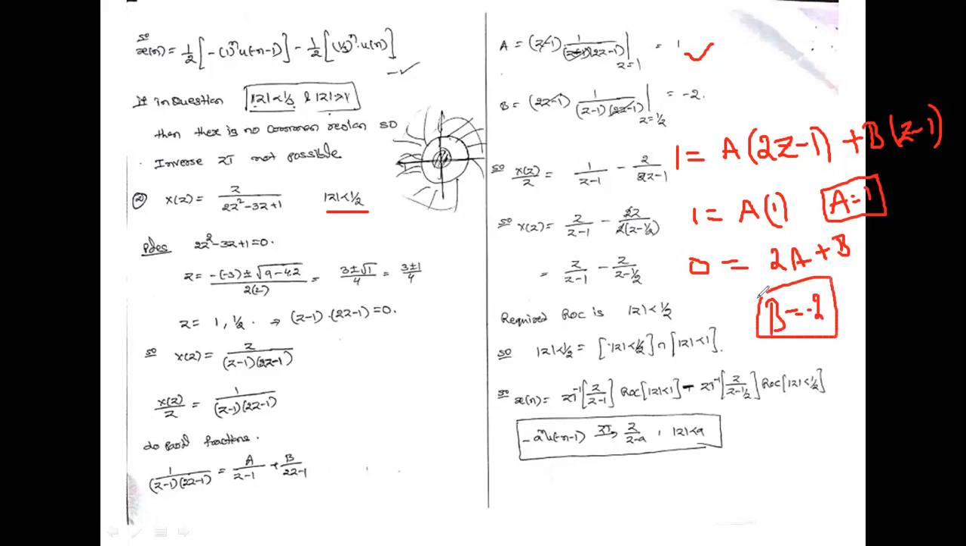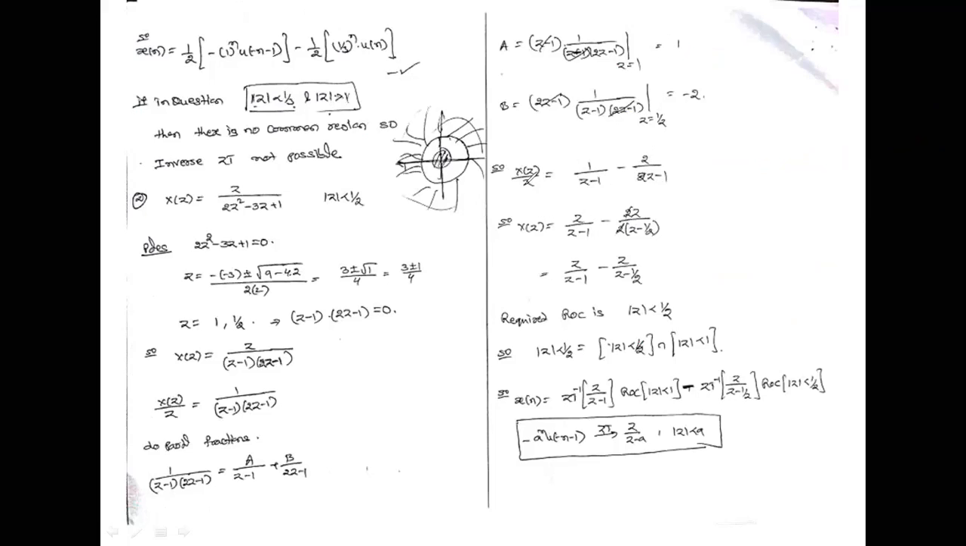B is equal to minus 2. So X of z by z is equal to a times 1 by z minus 1, minus b will get the 2, so plus into the minus, actually the minus 2 by 2z minus 1. So in the left hand side, X of z by z is there. Cross multiply the z. X of z is equal to z by z minus 1 minus 2z by 2z minus 1.